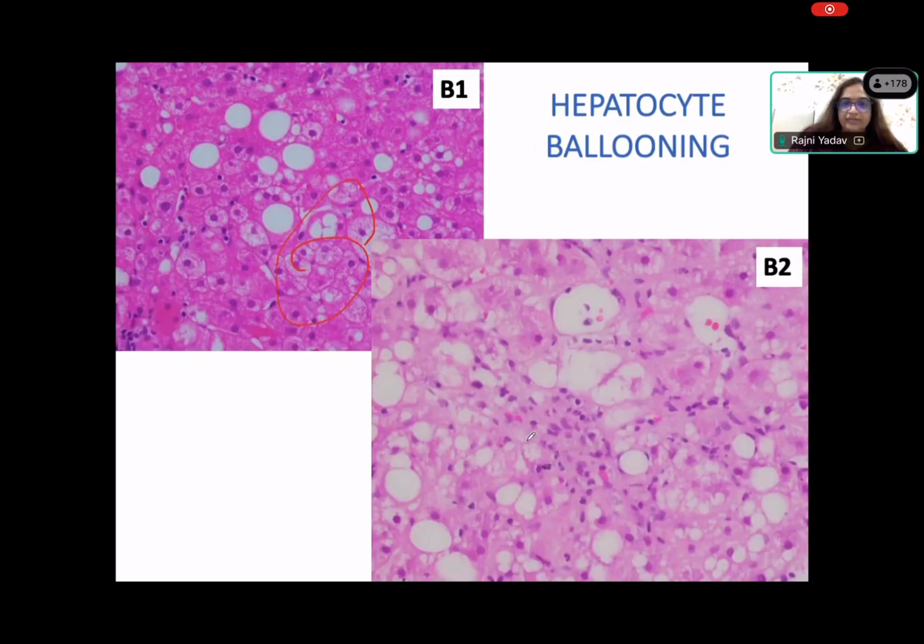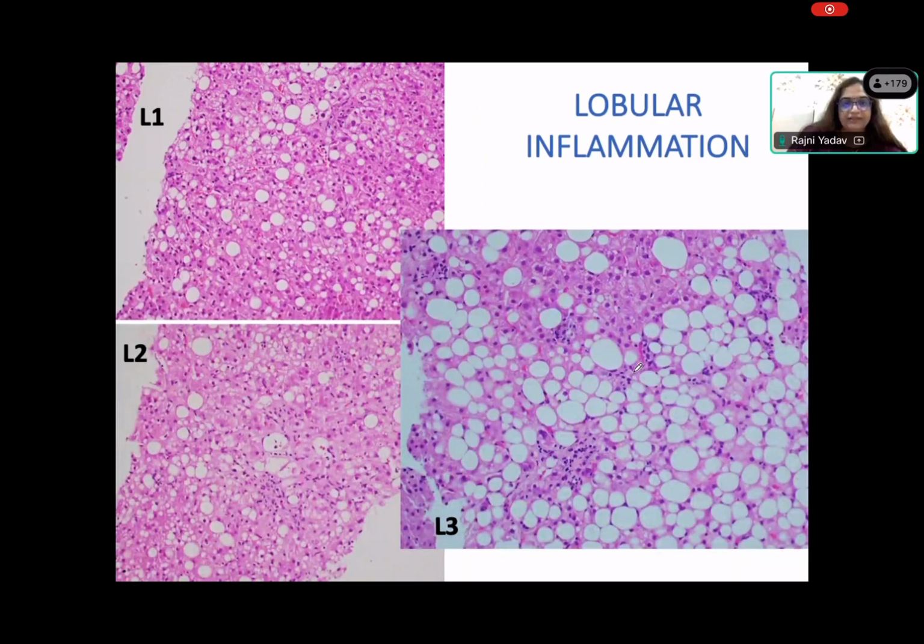But here, most of the hepatocytes are ballooned, so it is B2. Then for lobular inflammation, here it is scant lobular inflammation, so it has mainly steatosis and ballooning. Here you have some foci, more than that, so that is L2. And here you have several foci. That's how you will grade your biopsy of NAFLD.